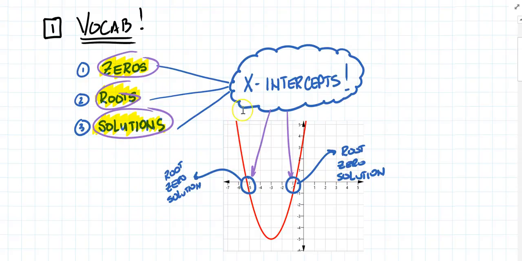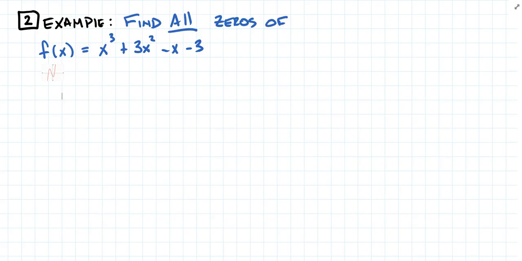And of course, x-intercepts are where the graph crosses the x-axis only. So this point right here is a root, a zero, or a solution. And that point right there is a root, a zero, or solution. Okay, so let's do example number 2.